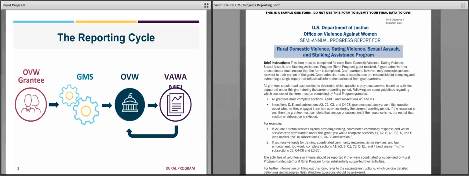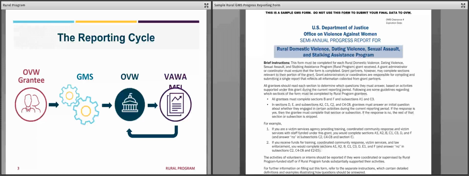It is your responsibility as a federal grantee to submit data on your funded program every 6 months. And in a moment, we will talk further about why your data matters and how it is used. But first, let's go over the reporting process. So first, you're awarded your grant. Congratulations. The moment you become a grantee, you are mandated to complete a semi-annual progress reporting form 2 times a year.